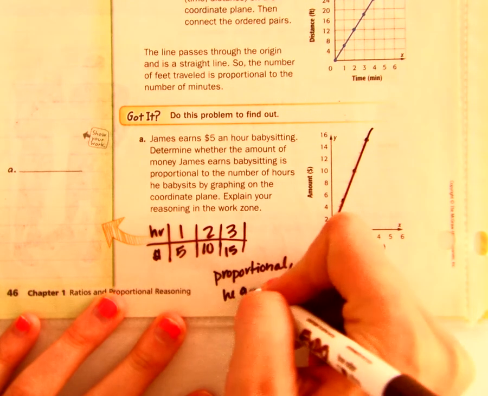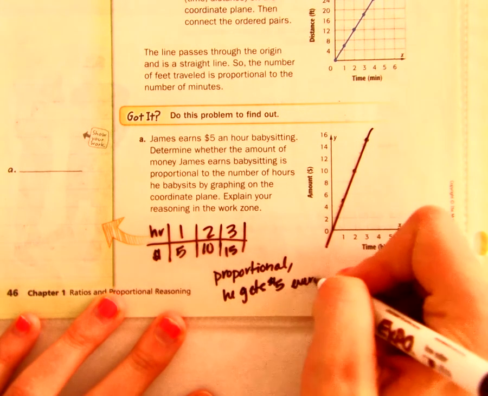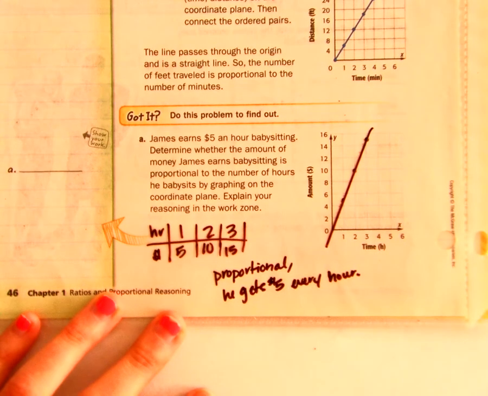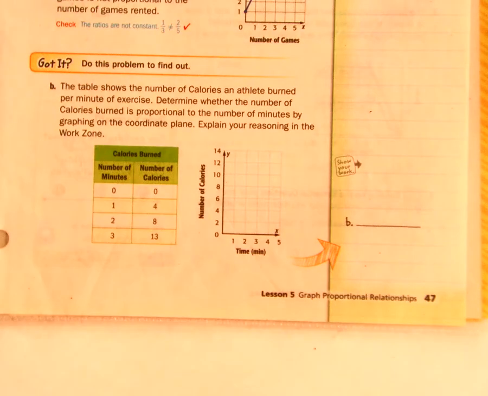He gets $5 every hour. So he will always get the same amount every hour, no matter how many hours he's there. Okay, so if we look at another example, example B. The table shows the number of calories an athlete burned per minute of exercise. Determine whether the number of calories burned is proportional to the number of minutes by graphing on the coordinate plane, and then we're going to explain our reasoning in the work zone.